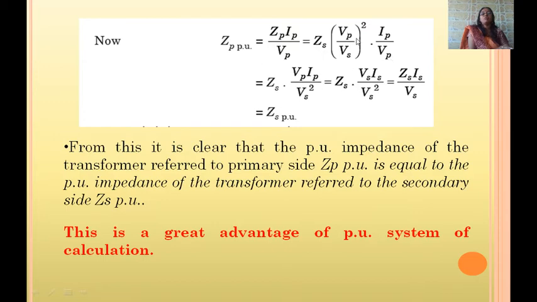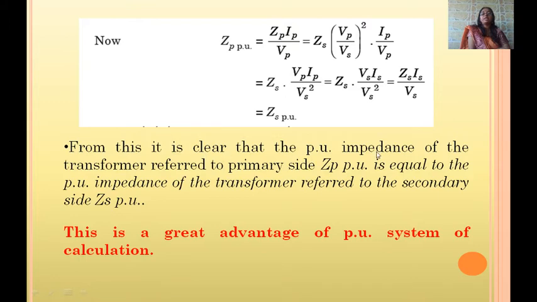One Vp will get cancelled, and we get Zs into Vp into Ip divided by Vs square. So Zs is Vs into Is upon Vs square. Vp Ip is Vs Is. So it is Zs into Is divided by Vs, since one Vs gets cancelled. So Z primary per unit is equal to Z secondary per unit. Whatever on the primary side, the same will be on the secondary side in terms of per unit.